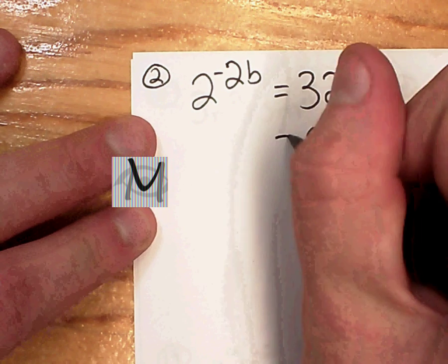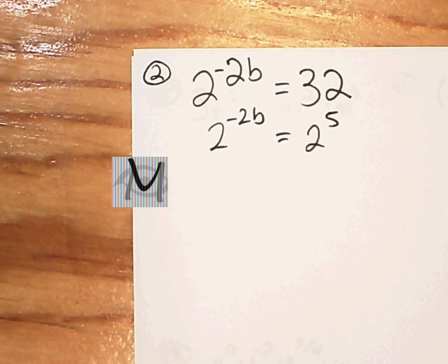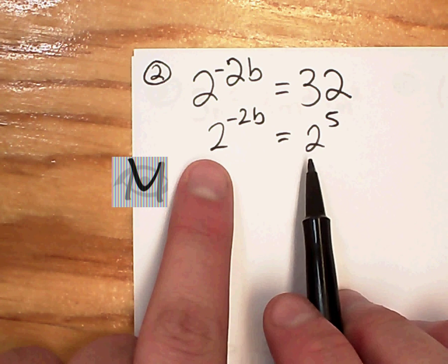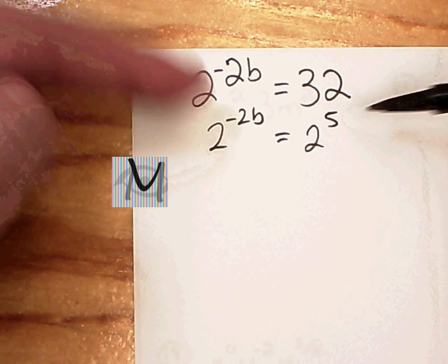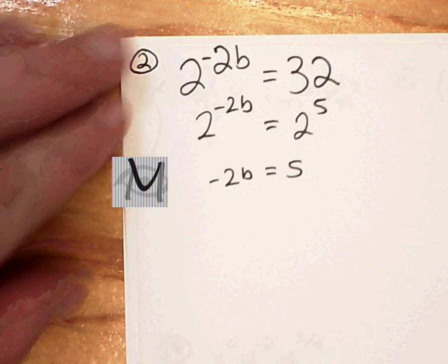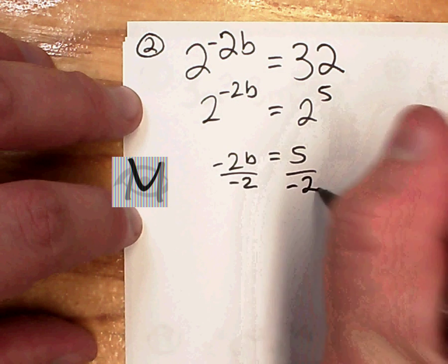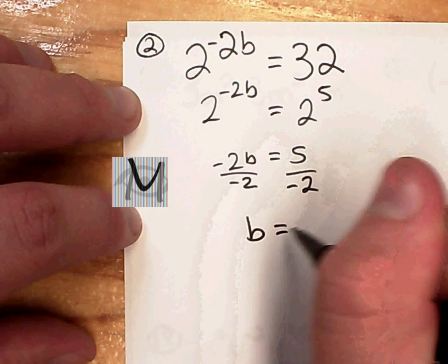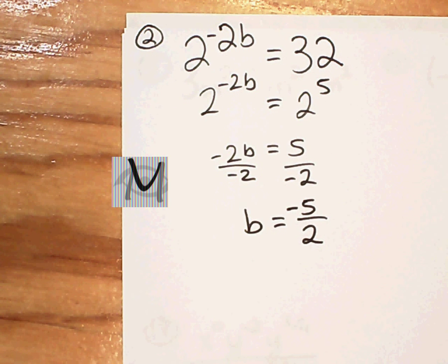So, 2 to the negative 2b is equal to 2 to the 5th power. Now, our bases here are the same. Since our bases are the same, we can set our exponents equal. So, negative 2b is equal to 5. Divide both sides by negative 2 to get the b by itself. You get b is equal to negative 5 over 2. And that is your answer for b.